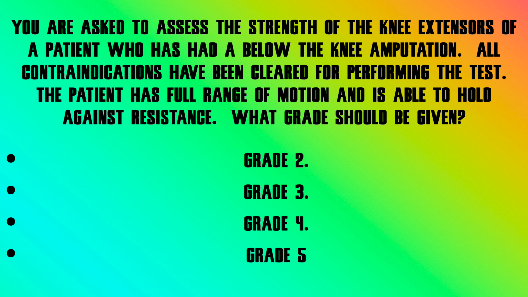You are asked to assess the strength of the knee extensors of a patient who has had a below-the-knee amputation. All contraindications have been cleared for performing the test. The patient has full range of motion and is able to hold against resistance. What grade should be given? The answer is grade 4.